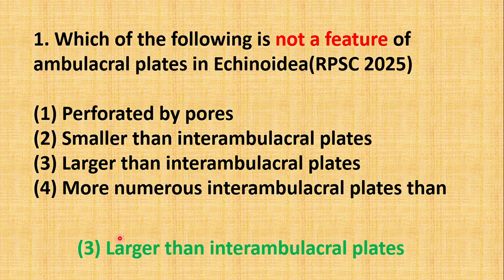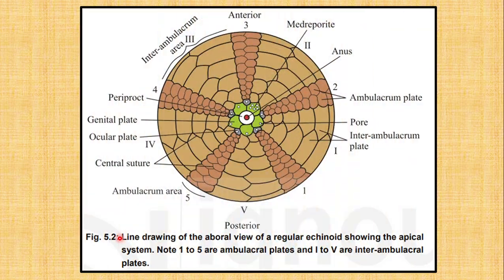Let's discuss through the diagram. This is the ambulacral plate of the echinoidea, and this one is the interambulacral plate. Inter means between, between the ambulacral plates. So this is the ambulacral plate in echinoidea, and between two ambulacral plates this is the interambulacral plate. Now focus on the size of the ambulacral as well as the interambulacral. This one is the interambulacral plate, and this dark color is the ambulacral. So which one is larger?